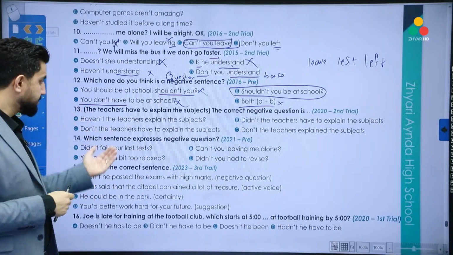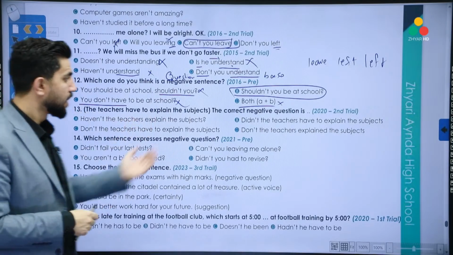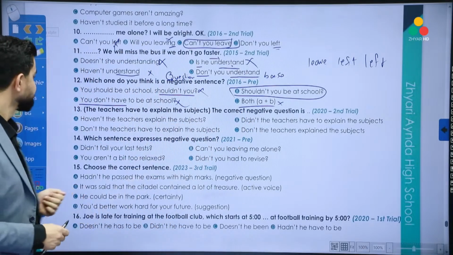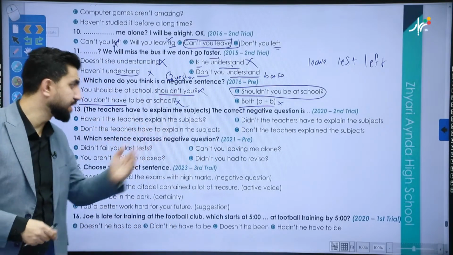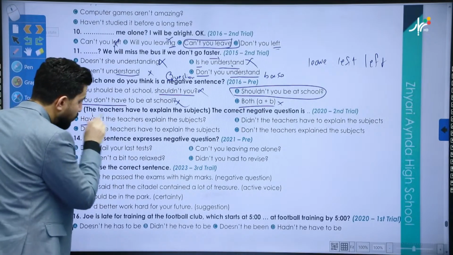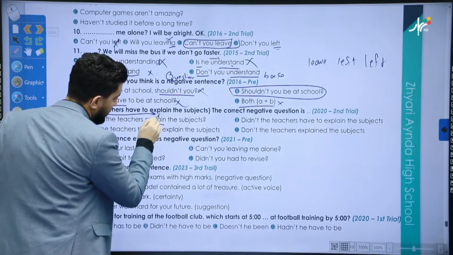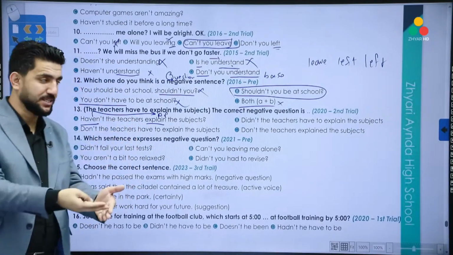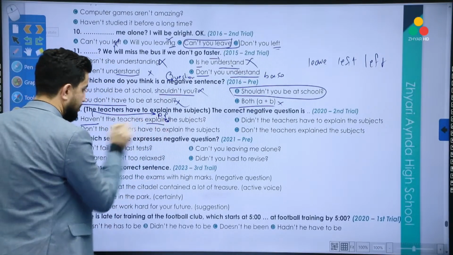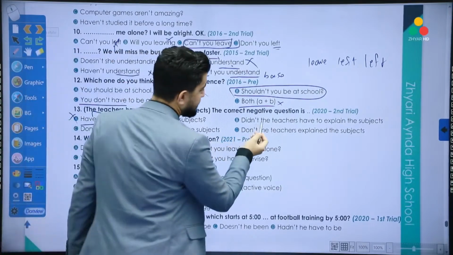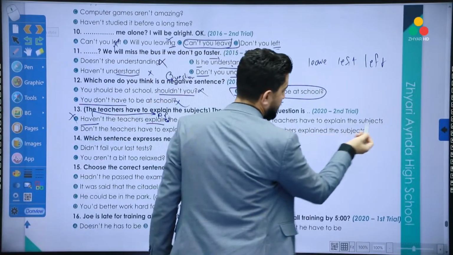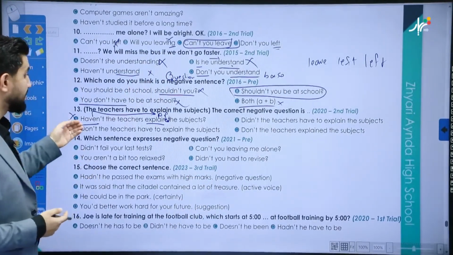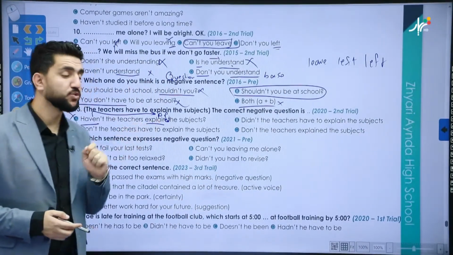Number 13. The teachers have to explain the subjects. Which one is the correct negative question? Haven't the teachers explained the subjects? With haven't, we need PP. Where's PP? There's no PP. Explain, it must have been explained. It must have been ED, so that means this is wrong. B, didn't the teachers have to explain the subjects? Didn't is correct. So we said this one is wrong because it's not followed by PP.